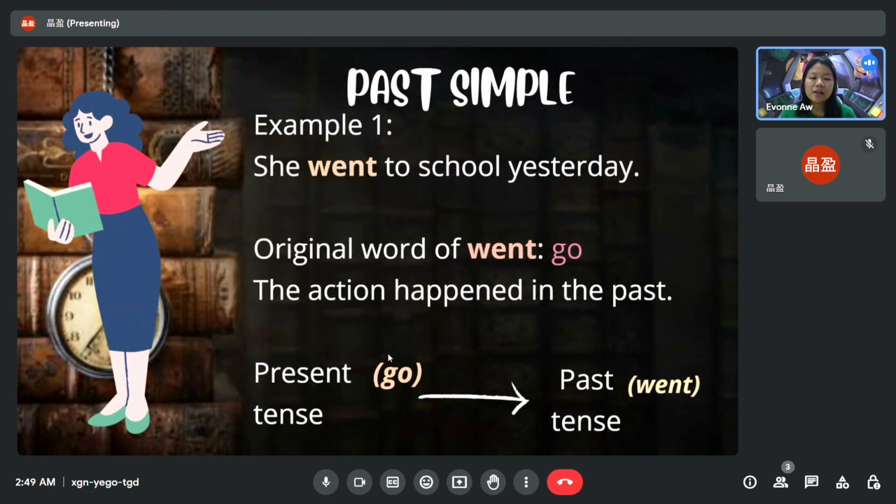For the first example in past simple, she went to school yesterday. The original word of went is go, which is in the present form. The action happened in the past, so went is used in the sentence.